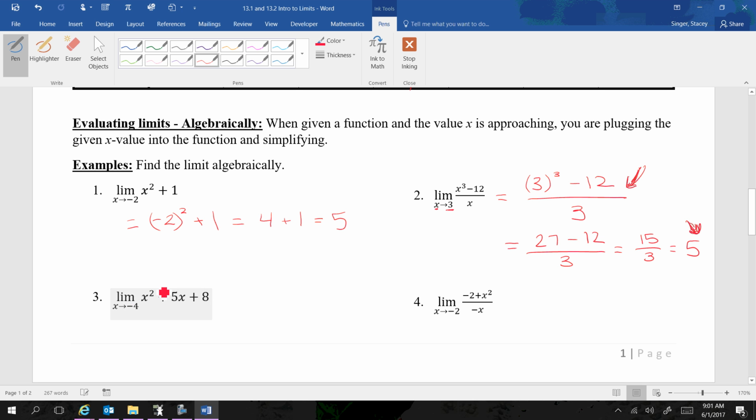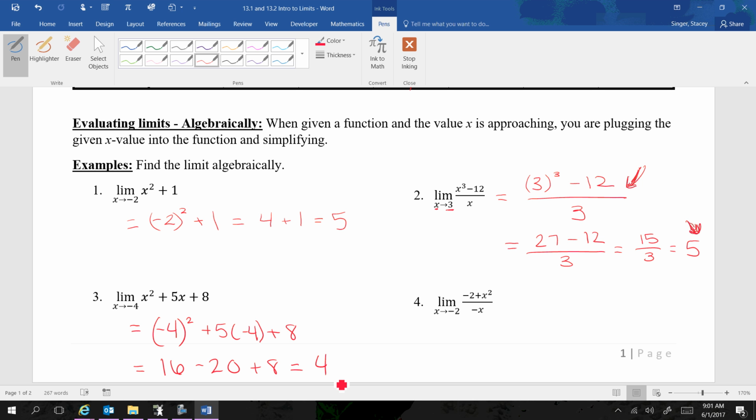So if I plug in negative 4, I don't have a denominator, so I don't have to worry about if I get 0 in my denominator. So if I plug in negative 4 squared plus 5 times negative 4 plus 8, what's wrong with that? You need parentheses around something that you're plugging in, especially if it's a negative. I think you should put them around them all the time, so you're careful. So if I were to plug that in my calculator or actually go through and do the math behind it, I would get 16 minus 20 plus 8, which would give me what? Ta-da!